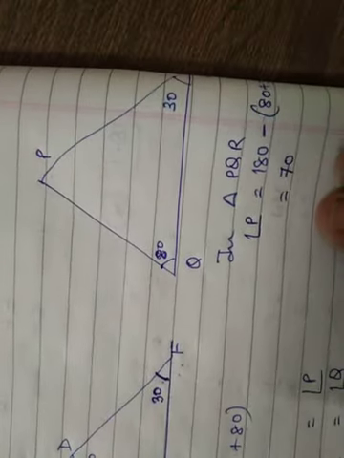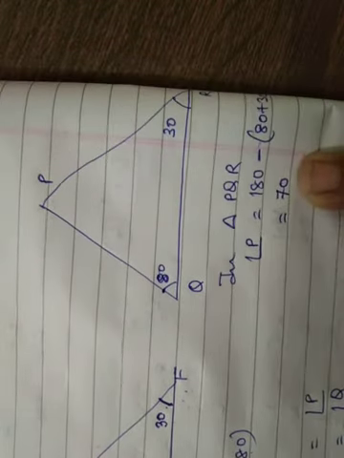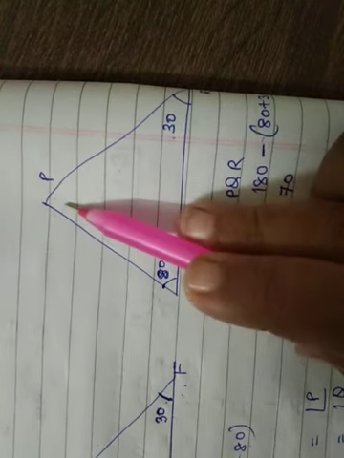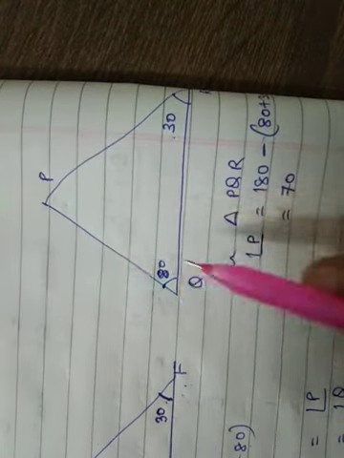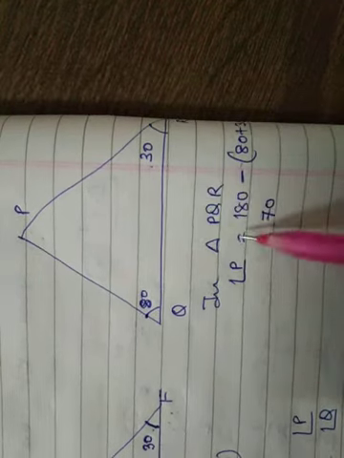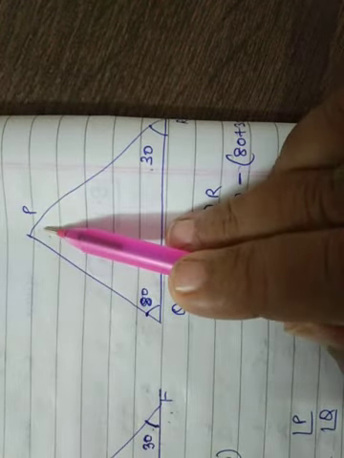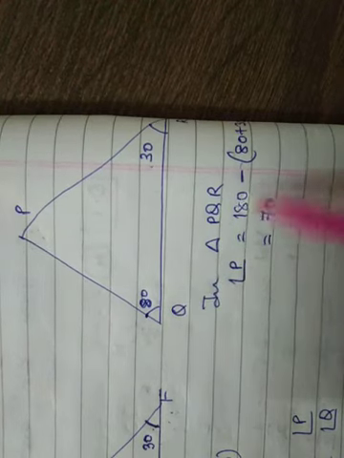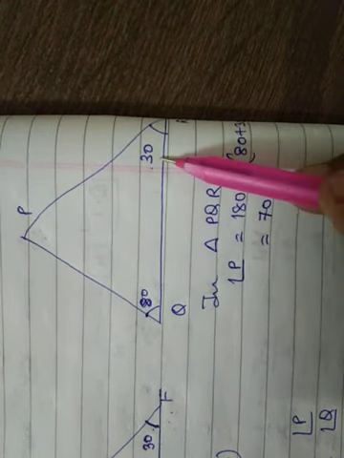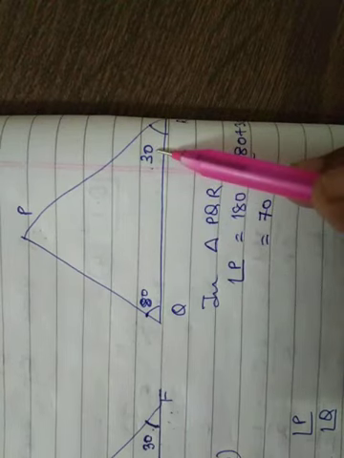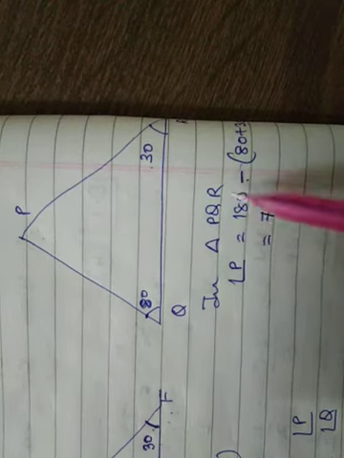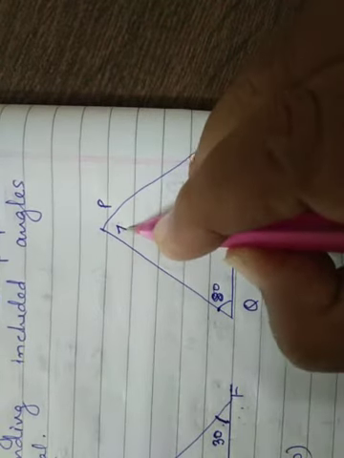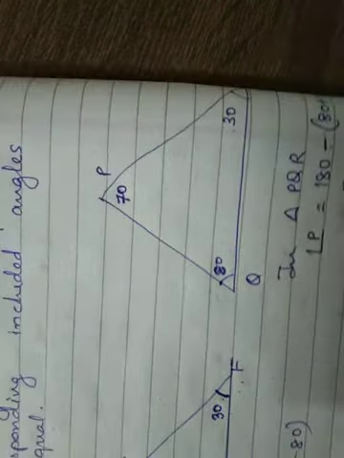Now I go to the next triangle. In the next triangle, I have 80, I have 30 and angle P is missing. So what I do is, again with the same criteria, angle P find out करना है. तो 180 में से ये दोनों angle minus कर लो. तो 180 minus 80 plus 30. 80 plus 30 is going to be 110. So 180 minus 110 is going to be 70. That means I got this angle to be 70.